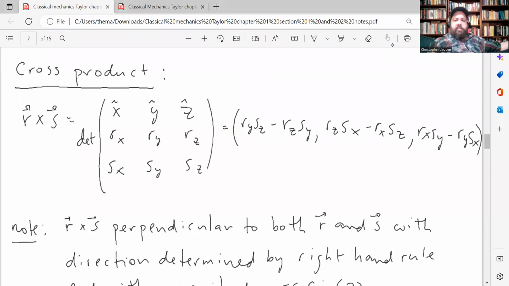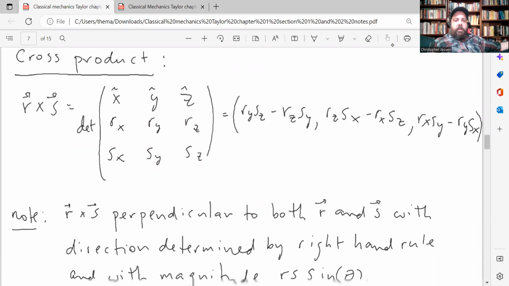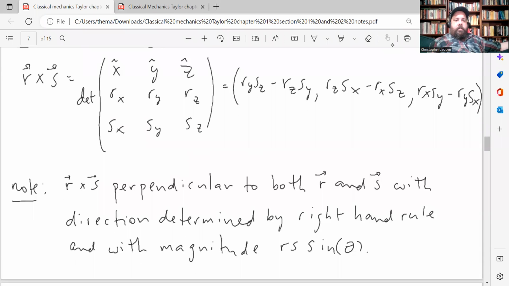So the cross product is defined this way. It's this strange formula where you get the coordinates from the cross product. It gives you a vector, first of all, and it's this complicated formula for finding the coordinates of this new vector. And then here, just a note about some geometry.